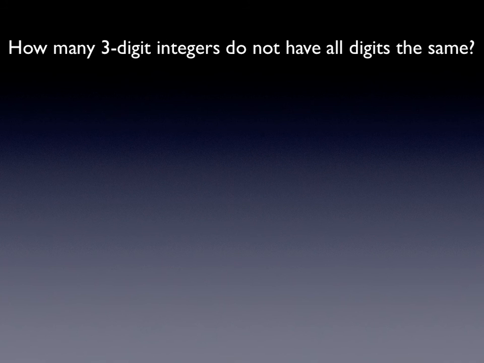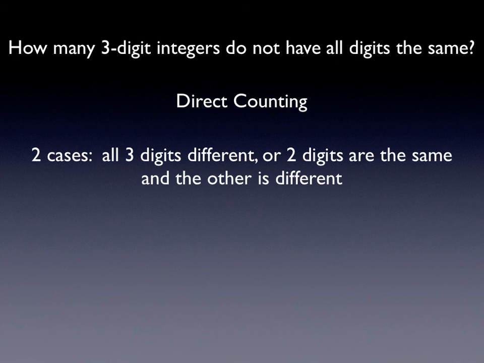Our first problem: how many 3-digit integers do not have all digits the same? Let's do it in two ways, one in direct counting and one in complementary counting. In direct counting, we have to consider two cases, where all 3 digits are different, or when 2 digits are the same and the other one is different.